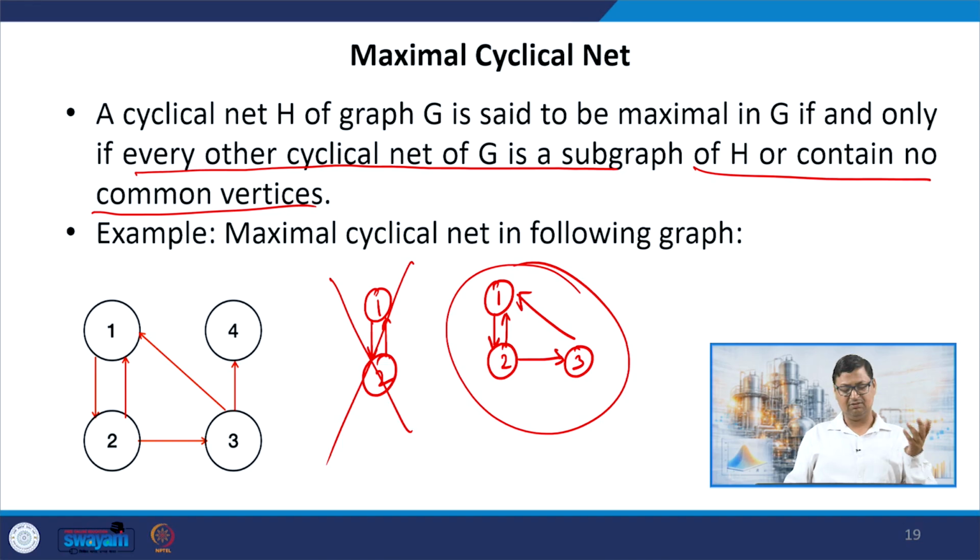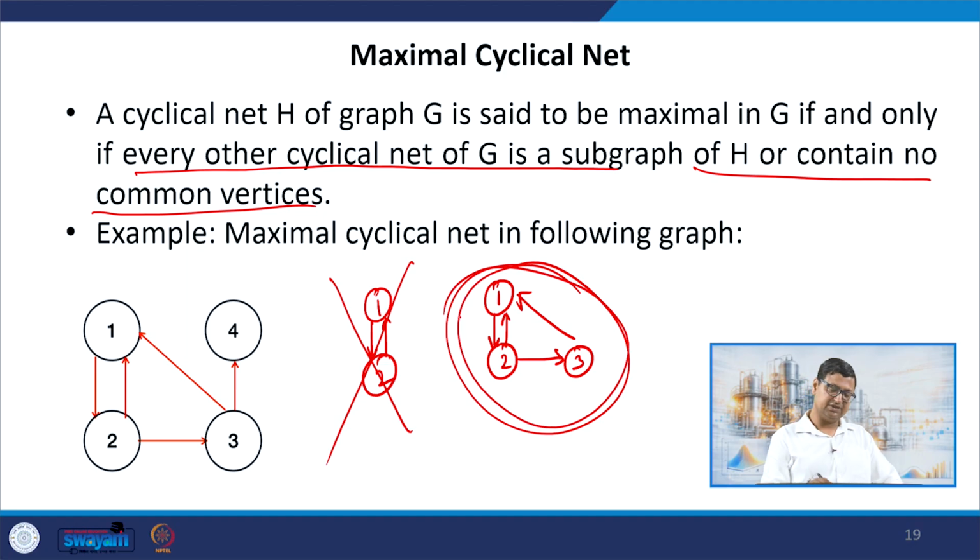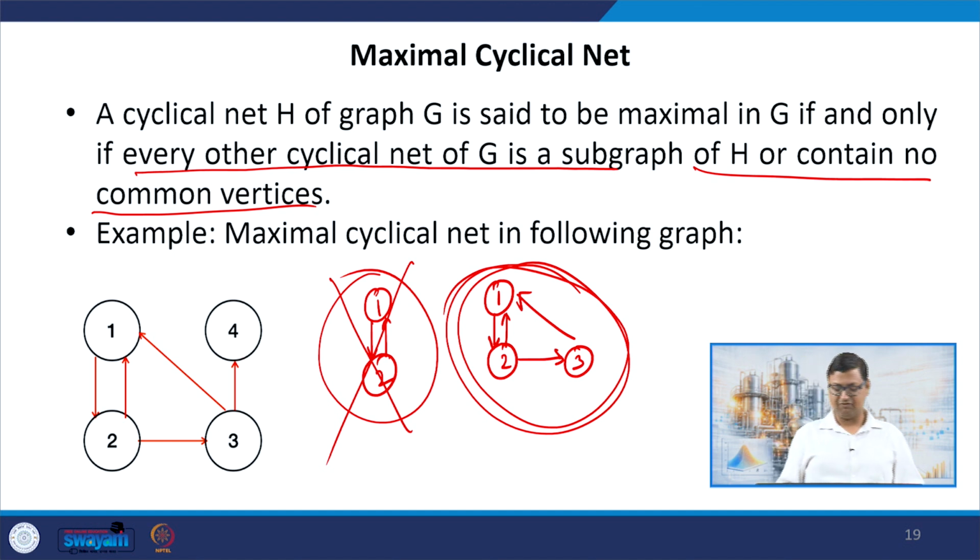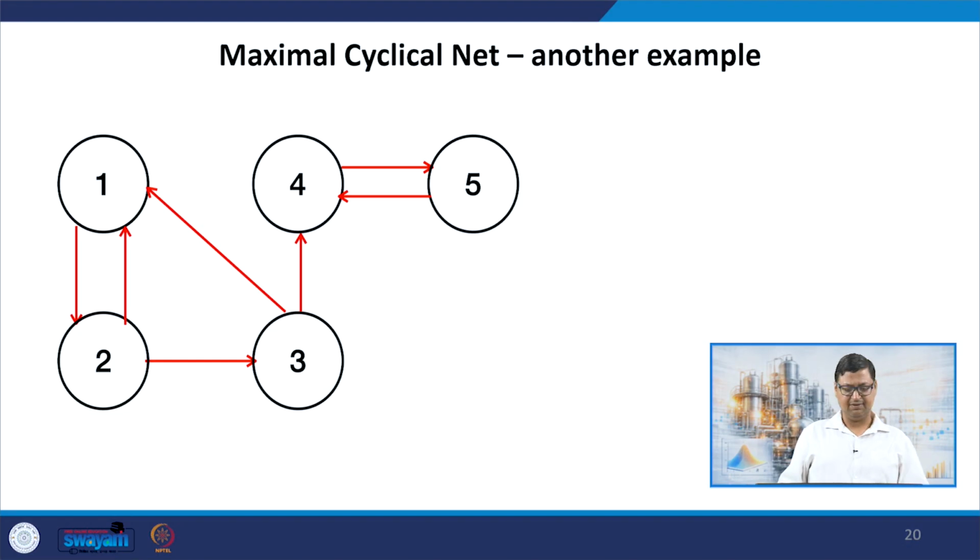It could have been a maximal net if it was not sharing a common vertex. But in this case, 1, 2 is sharing a common vertex with the other cyclical net 1, 2, 3. In fact, 1, 2 is a subgraph of 1, 2, 3, and therefore 1, 2 is not maximal. 1, 2, 3 is maximal because every other cyclical net in this graph, which in this case is only 1, 2, is a subgraph of this particular cyclical net. So this is how we define a maximal cyclical net.